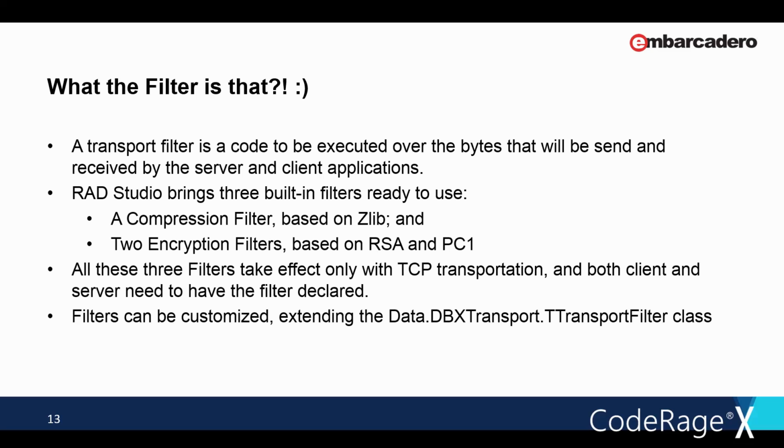And RAD Studio brings three built-in filters ready to use. They are one compression filter based on zlib and two encryption filters based on RSA and PC1. All these filters take effect only with TCP transportation, and both client and server need to have the filter declared. Also, filters can be customized by extending the TDBXTransportFilter class, the transport filter class that lives in the DBXTransport unit. In the documentation, we also have new material, a step by step of how to create a filter. And now we'll take a look at filters in practice.